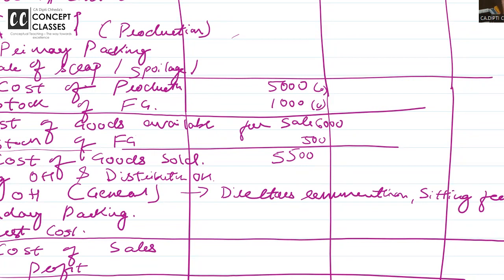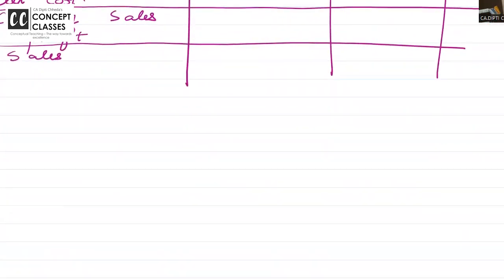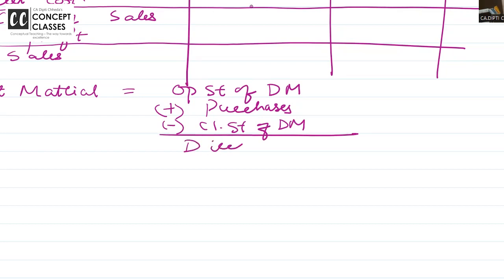Is my speed fine? Then I would like to talk a little bit in detail. Now, when I say direct material, what is direct material? As I took the example of peanuts or leather sheets from which you make leather shoes. So direct material consumed is opening stock of direct material, which is there with you, plus purchases, minus closing stock of direct material. This will give you direct material consumed.